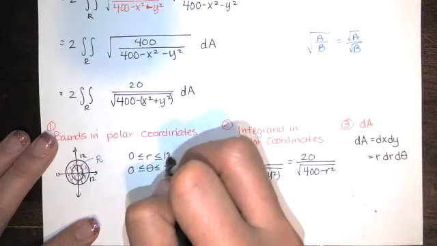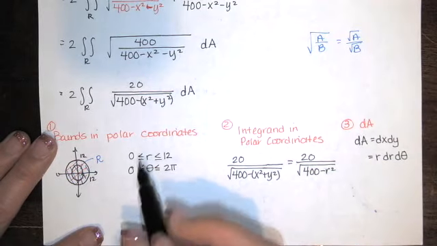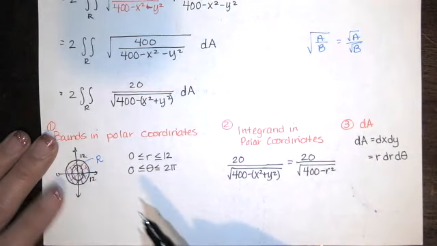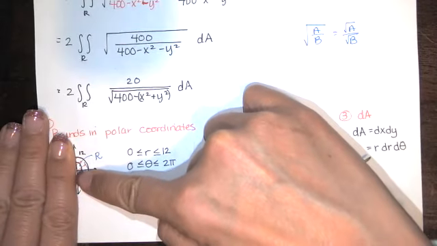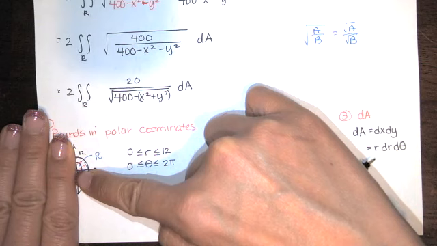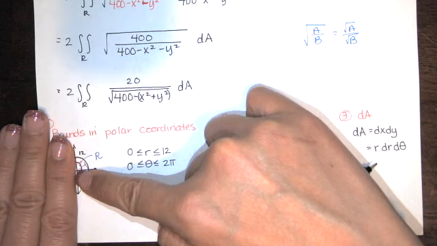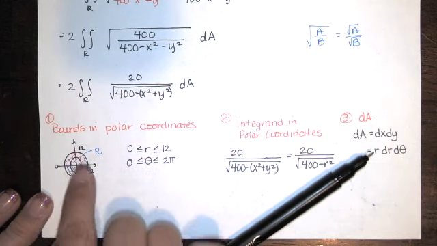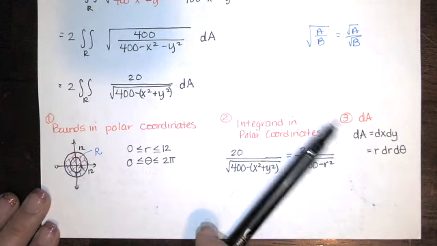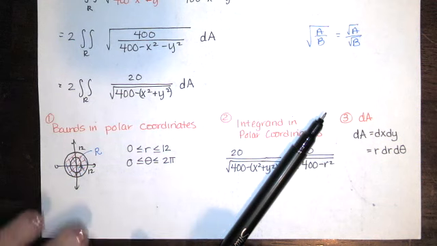So we have 0 to 12 here. Now, if you're saying, well, but is it always 0 to 12? It would still be 0 to 12 if we were just dealing with that little quarter of a circle in the first quadrant. But the fact that theta goes from 0 to 2 pi takes care of the fact that it's the whole circle. Or the whole circular disk.